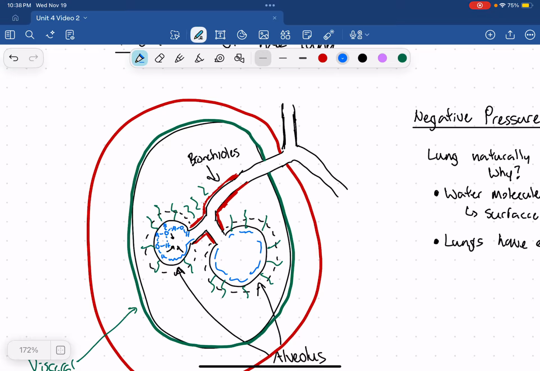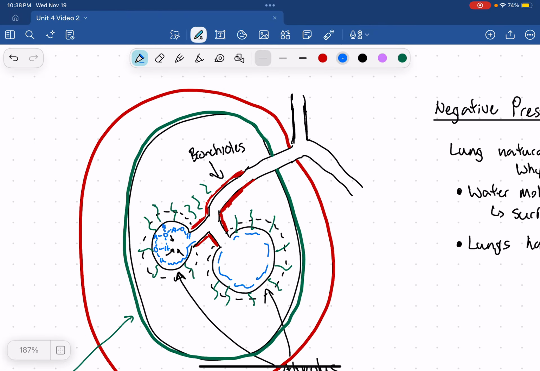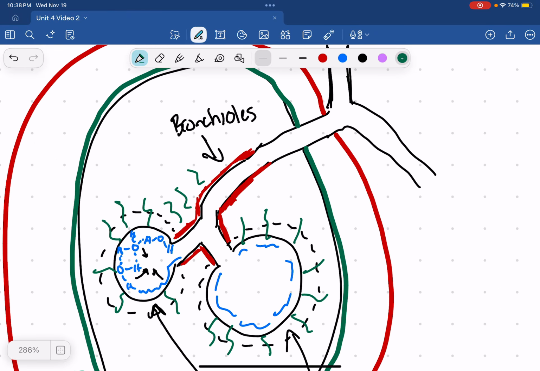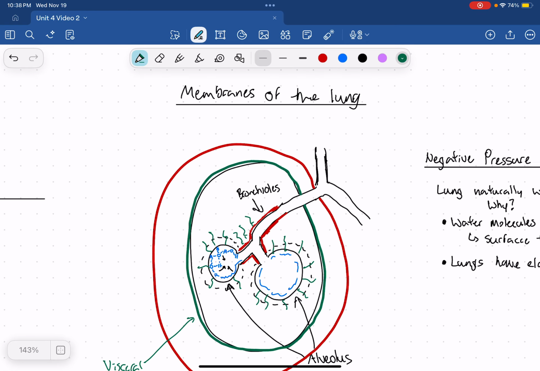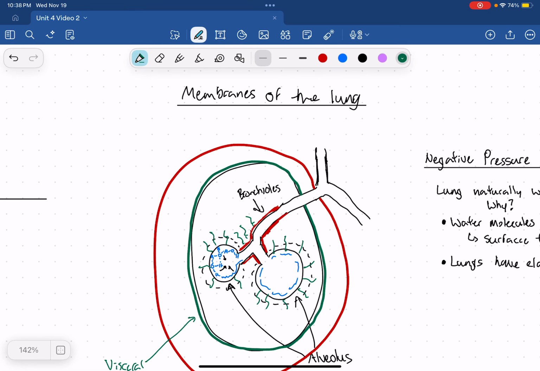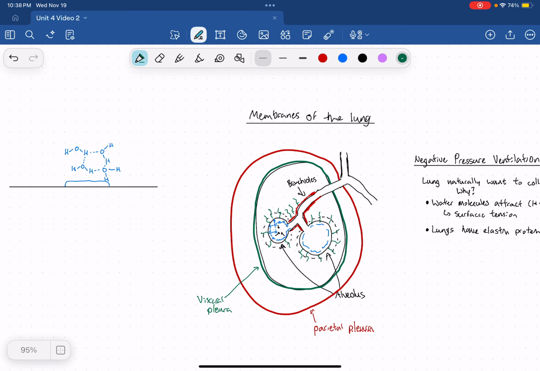What they do is, elastin helps the lungs to be more elastic, which means the lung wants to get as small as possible. So these elastin proteins will compress the alveolus. They help to compress it. And as they help to compress it, the lung is becoming more elastic and therefore can become as small as possible. Think about a rubber band.